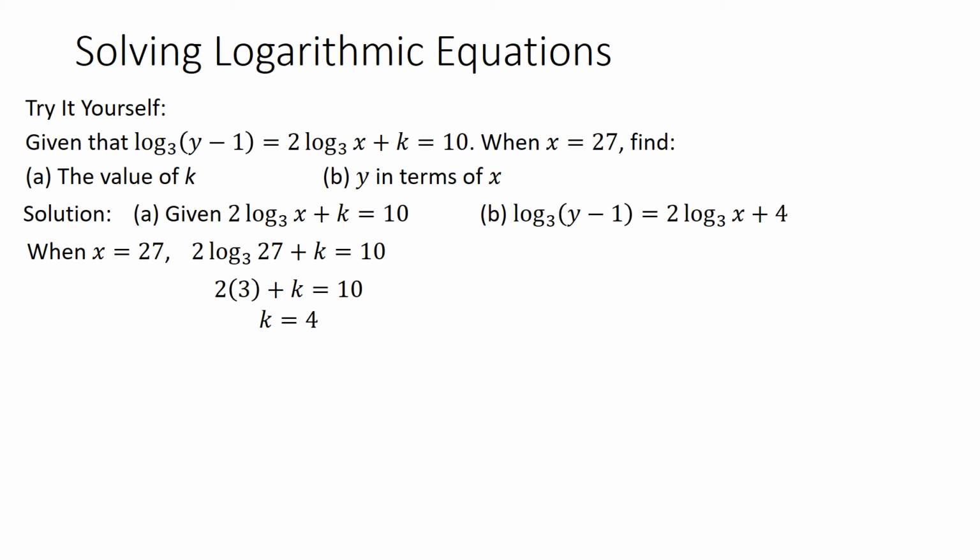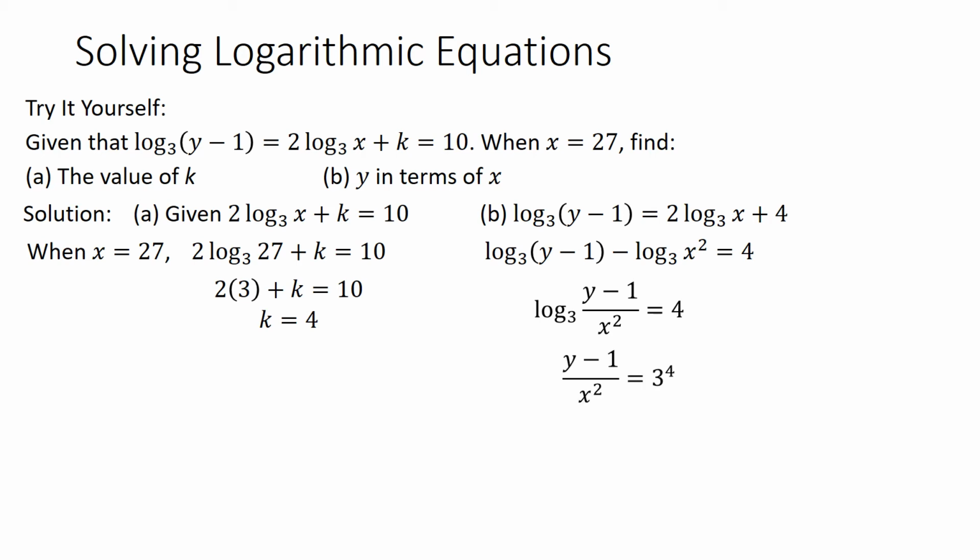For b, look back to the equation, we can write it as log base 3 of (y minus 1) equals 2 log base 3 of x plus 4. Or we can rewrite the equation, the 2 becomes the power, which becomes log base 3 of (y minus 1) minus log base 3 of x squared equals 4. And apply the quotient law, it will be log base 3 of (y minus 1) over x squared equals 4.